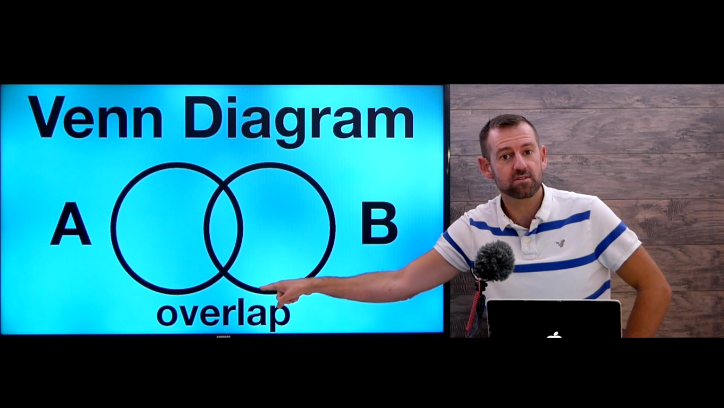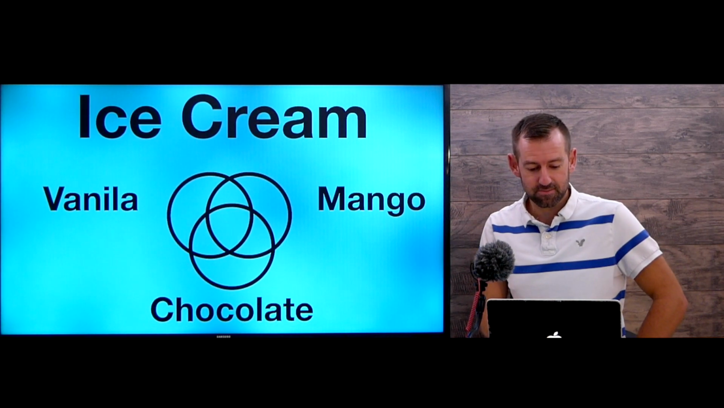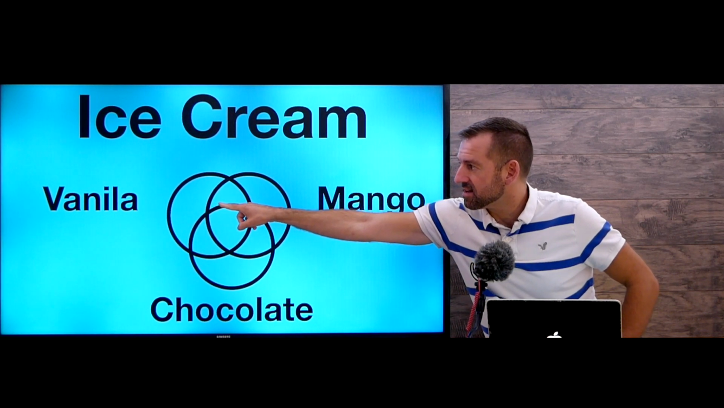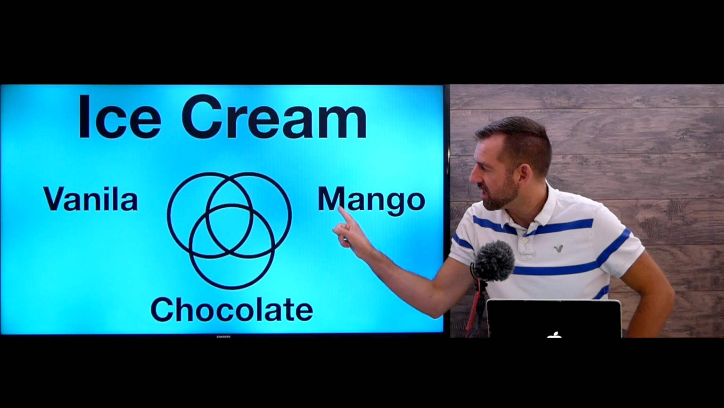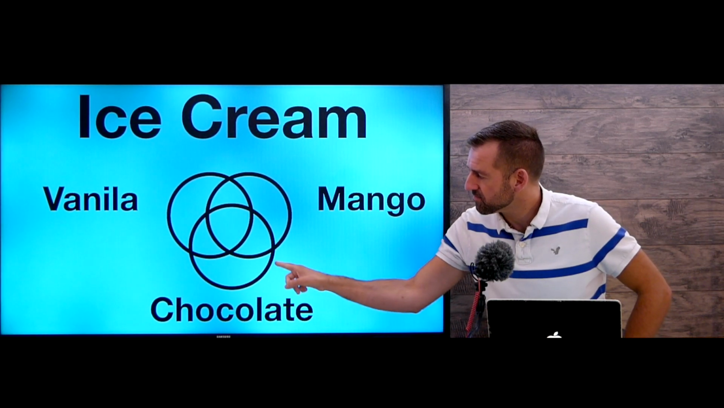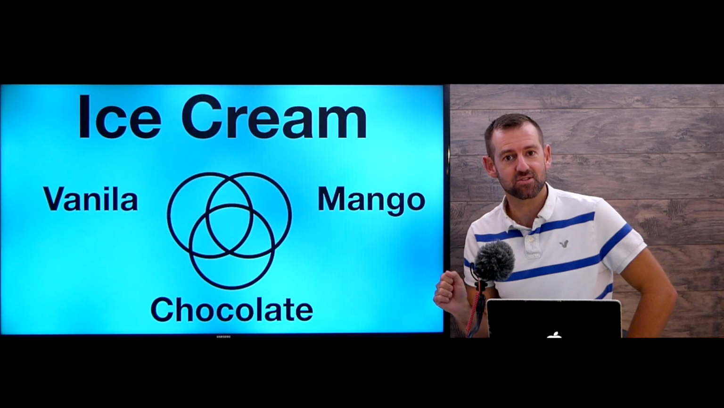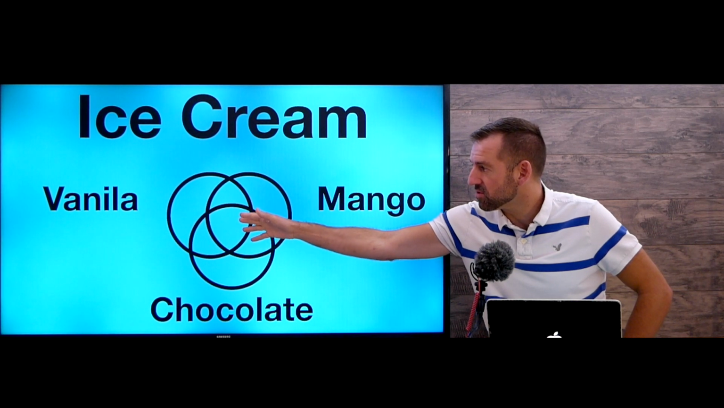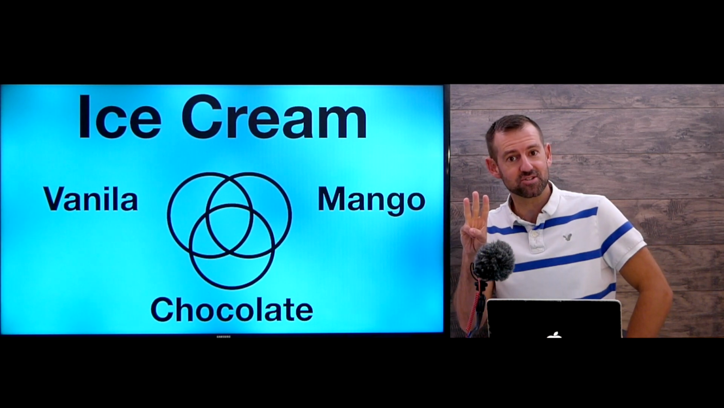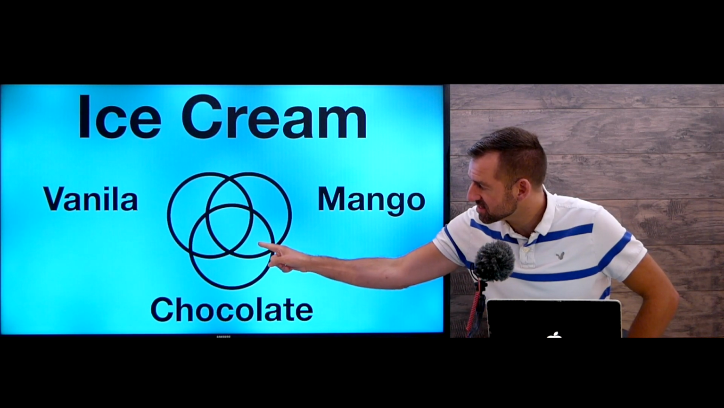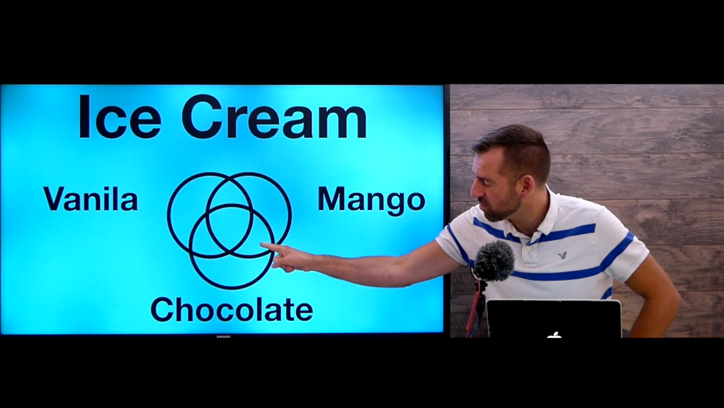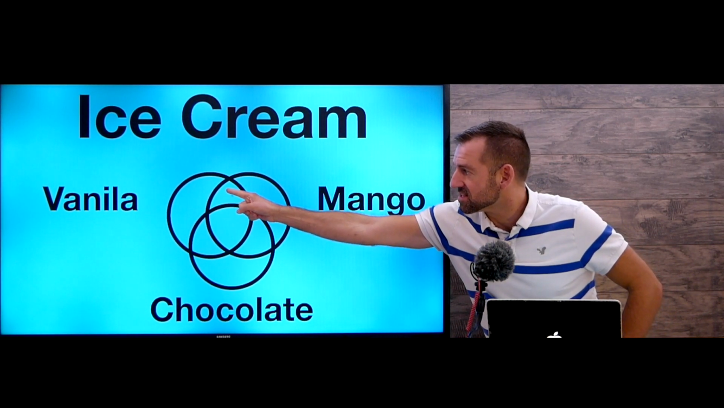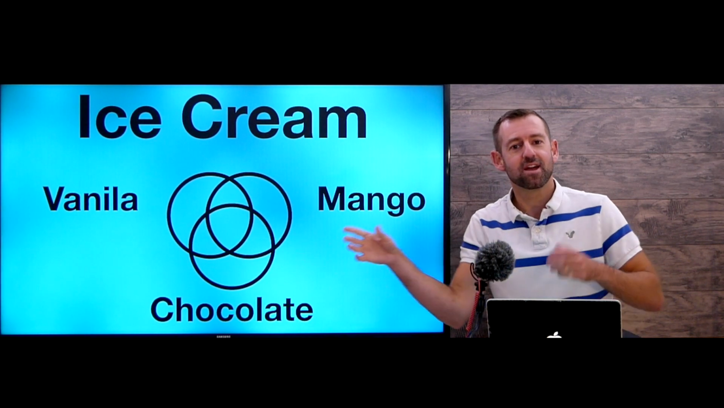That's where they overlap. Okay, for example, let's take ice cream. That group of people over there likes vanilla ice cream, and this group likes mango ice cream. This group likes chocolate ice cream. This piece in the middle represents the people who like vanilla, mango, and chocolate ice cream. All three, right? This piece here represents people who only like chocolate and mango. They don't like vanilla, right? This piece is vanilla and mango and don't like chocolate. You get the idea, right?